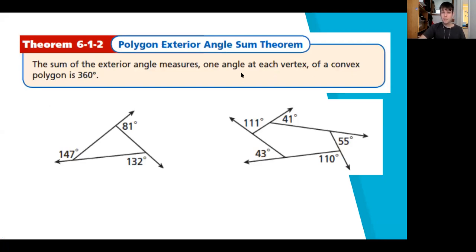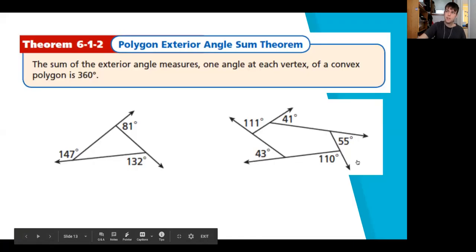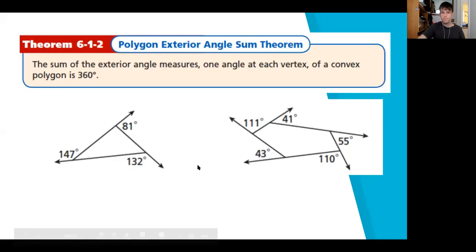The next theorem is about the exterior angles of a polygon. So the exterior angles are found by extending the side. So we take one of our sides here and we extend it. So here, exterior angle right there, we extended it out. And the angle that's on the outside of the figure is called an exterior angle. It is always going to be supplementary to the interior angle because we're just creating it by extending a side. So it's always going to be a linear pair with the interior angle.